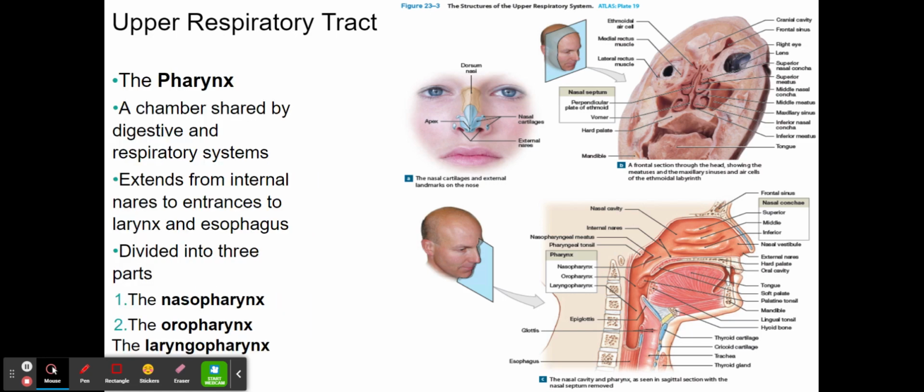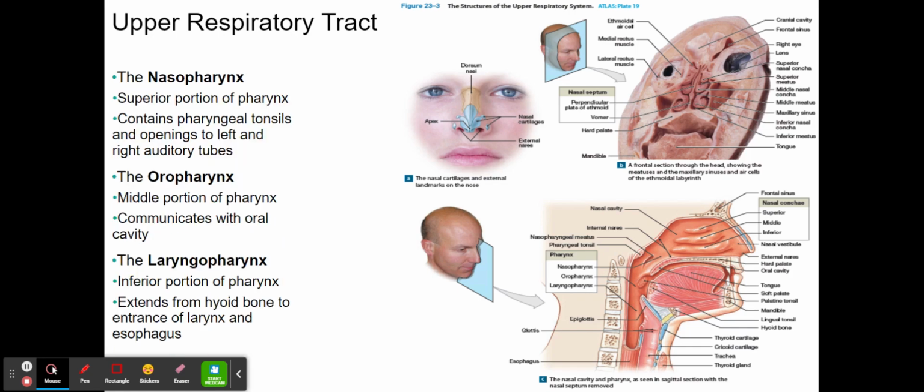The pharynx, or the throat, is a chamber shared by the digestive and respiratory systems. It extends between the internal nares and the entrances to the larynx and the esophagus. The curving superior and posterior walls of the pharynx are closely bound to the axial skeleton, but the lateral walls are flexible and muscular. We can divide the pharynx into the nasopharynx, the oropharynx, and the laryngopharynx.